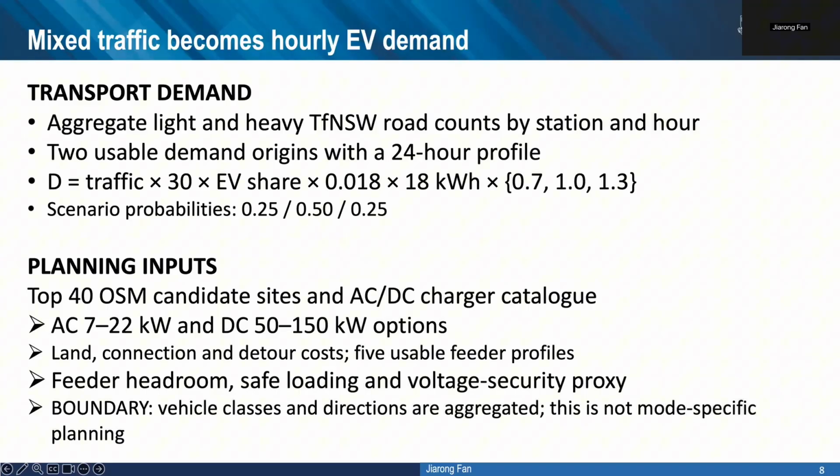My third task was EV infrastructure planning from mixed road traffic. The inputs include light and heavy vehicle counts. But the current model aggregates these classes before creating hourly charging demand. It builds low, middle, and high scenarios, then combines them with potential locations, charger types, costs, and feeder data.